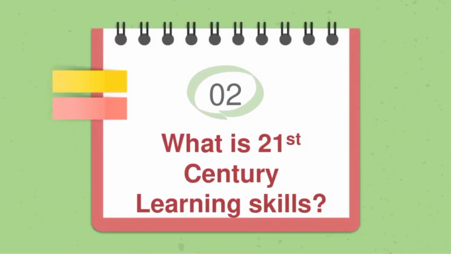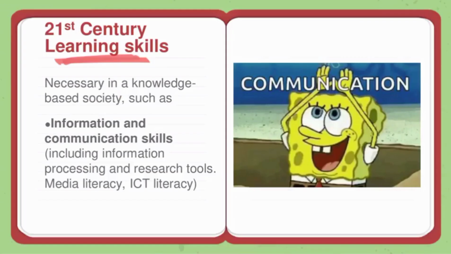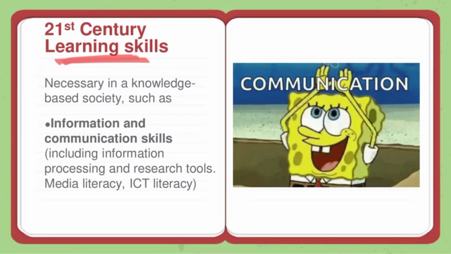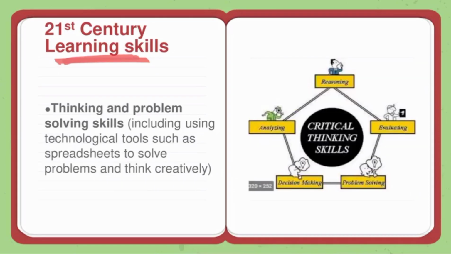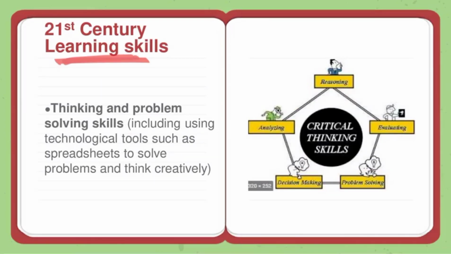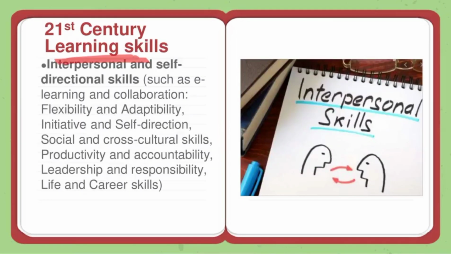What is 21st century learning skills? Necessary in a knowledge-based society such as information and communication skills. This includes information processing and research tools, media literacy, ICT literacy. Thinking and problem-solving skills. This includes using technological tools such as spreadsheets to solve problems and think creatively. The next one is the interpersonal and self-directional skills, such as e-learning and collaboration, flexibility and adaptability, initiative and self-direction, social and cross-cultural skills, productivity and accountability, leadership and responsibility, life and career skills.